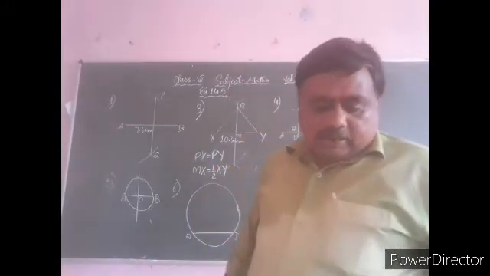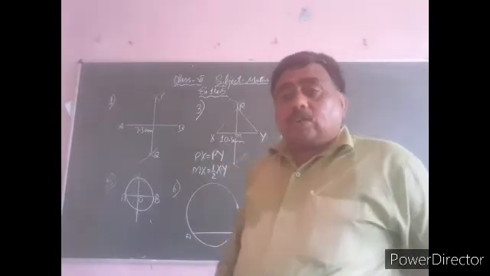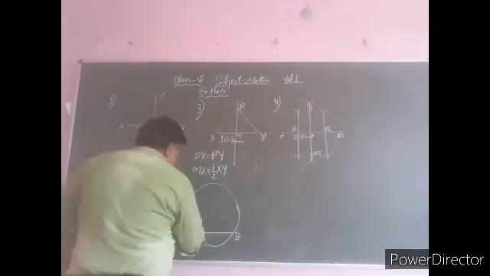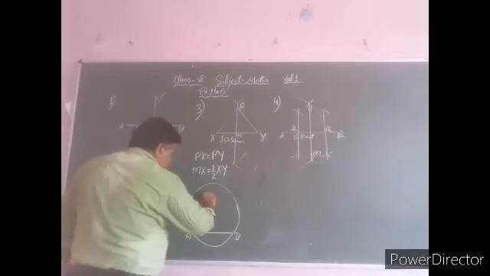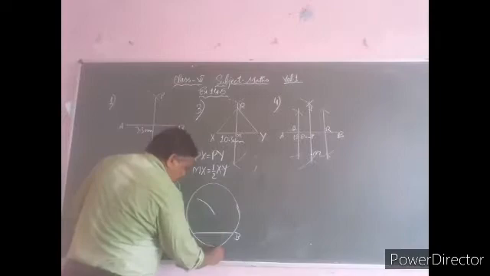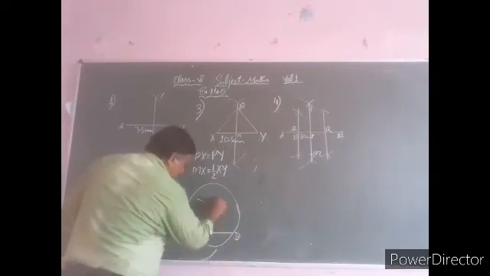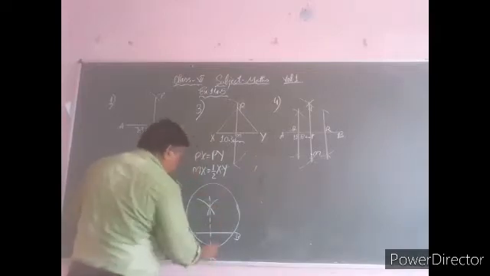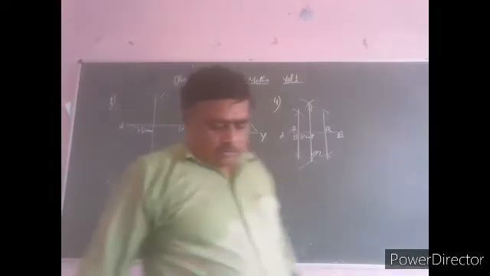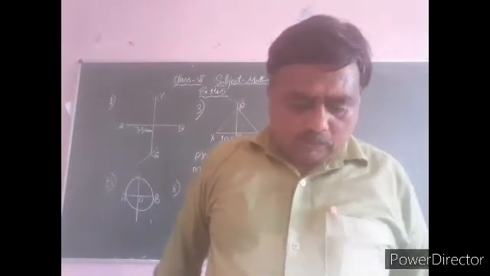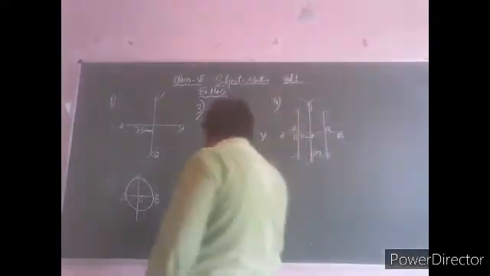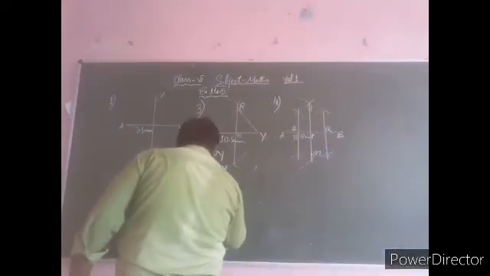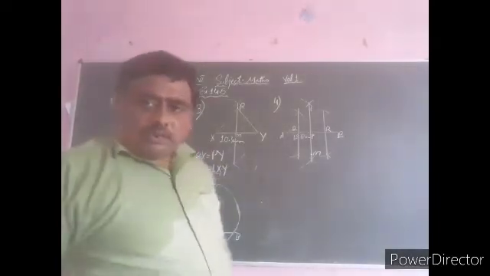Now here it is said, construct the perpendicular bisector of AB. Taking A and B as the centers, arcs of same radius are drawn. So examine if it passes through the center C. So it will pass through the center C.